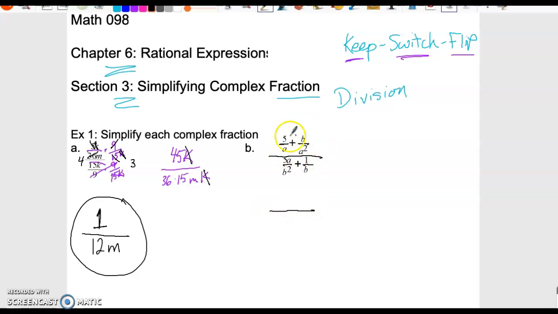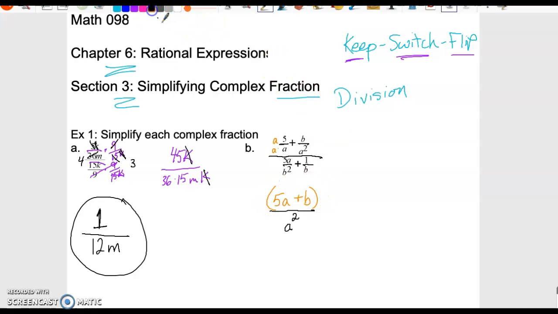Just look at the numerator and practice the same skill we did before, where you get the least common denominator, which is a squared. Well, on the left side, you'd have to multiply a by a to get there, so you'd also have to multiply the numerator by a. So it becomes 5a plus b.